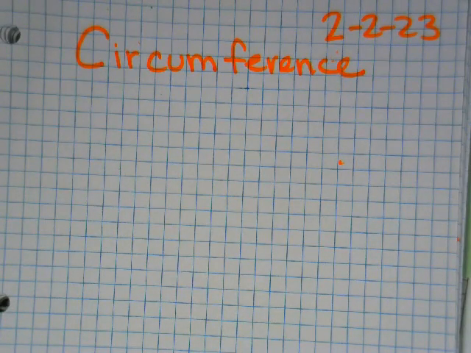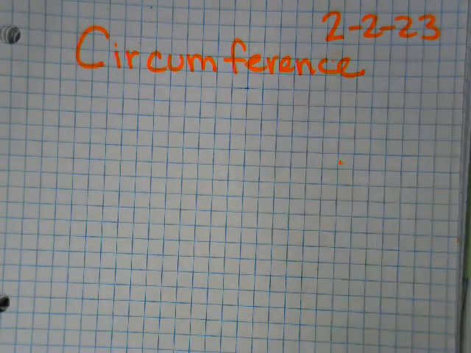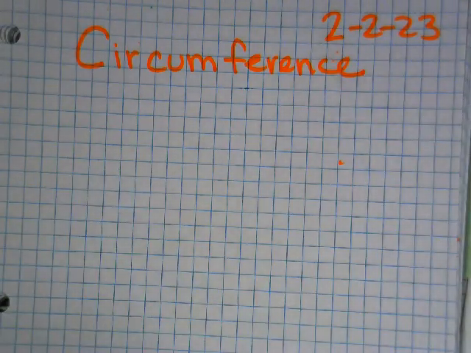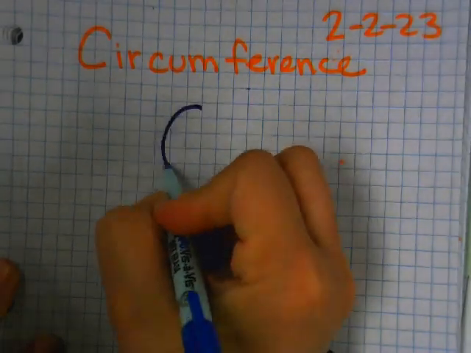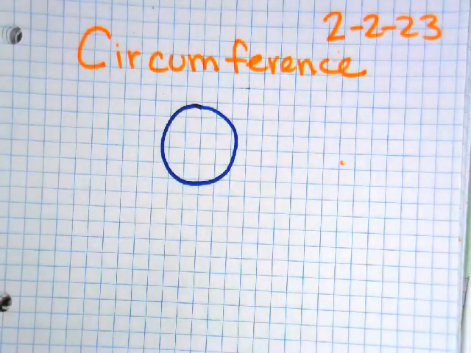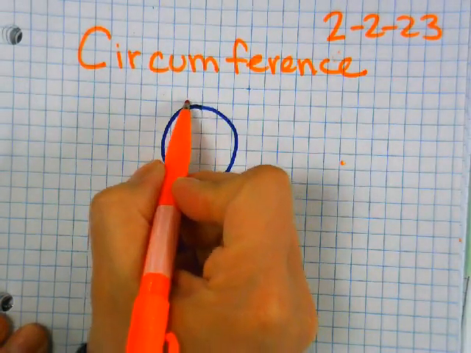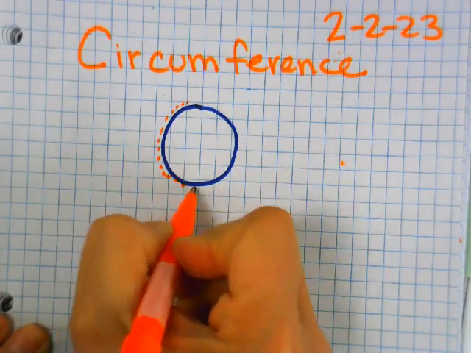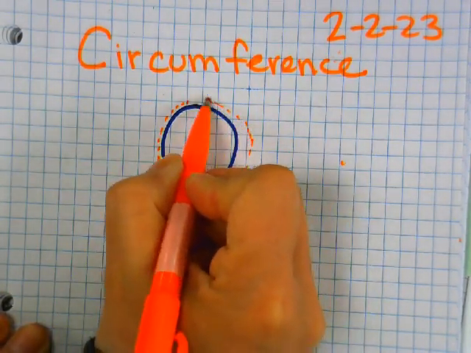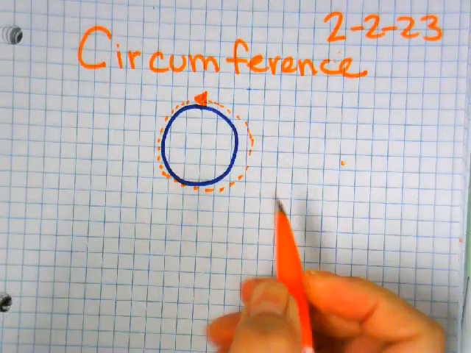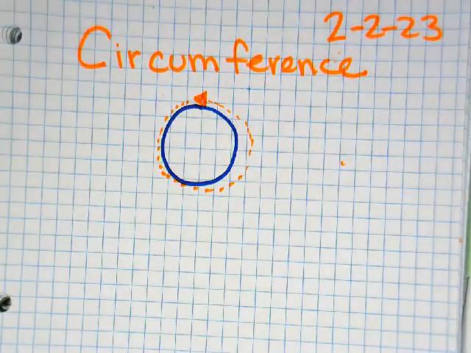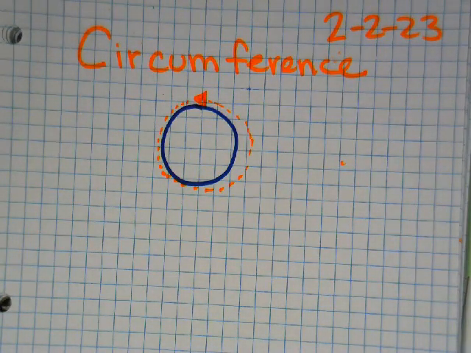Circumference is a fancy word for, well, let me show you this. Maybe you can tell me the fancy word, what it means. So if I have a circle and I want to know the distance going around the circle, okay? I want to know the distance around the whole circle. It's called circumference. So what are we really doing when we're going around? Perimeter. Oh, yeah, perimeter.